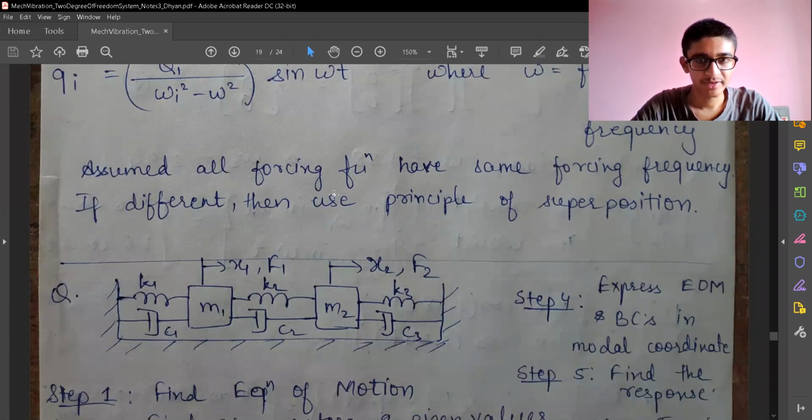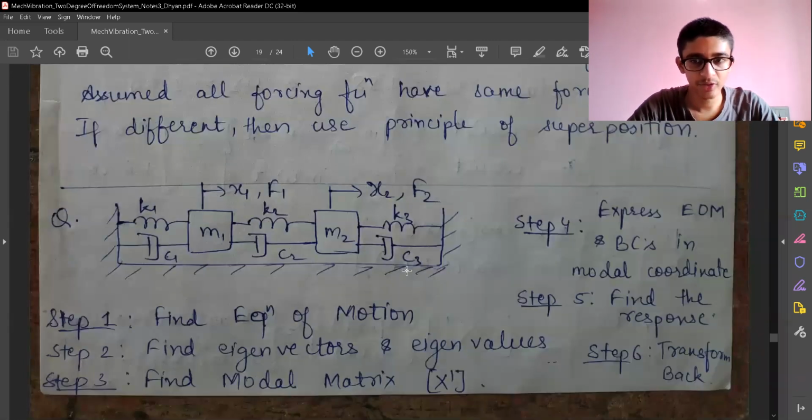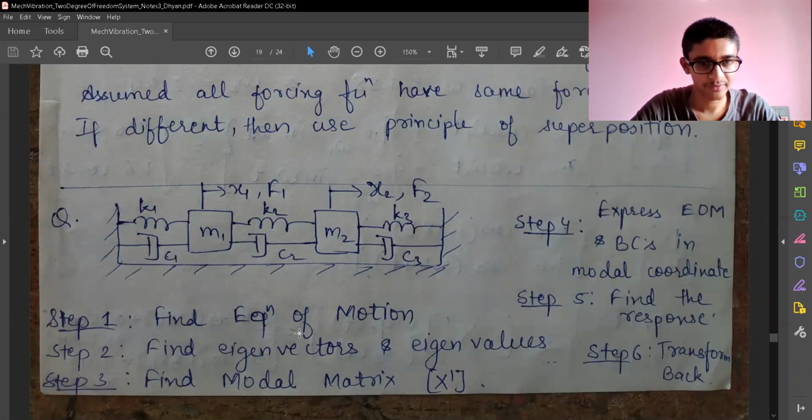We assume all forcing functions have the same forcing frequency. This is the condition as of now. We cannot have different forcing frequencies, and if they are different, we need to tackle them differently. And then at the last, we can add the responses using the principle of superposition. So let's look at a numerical question with a given forcing function for better understanding.